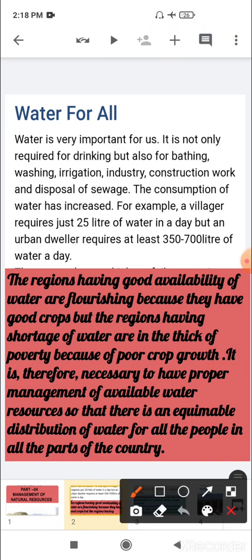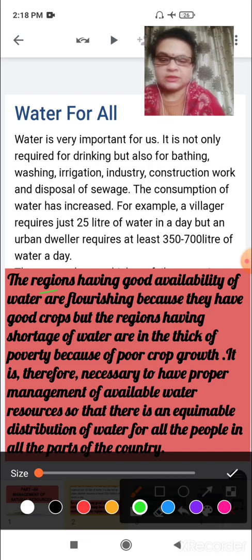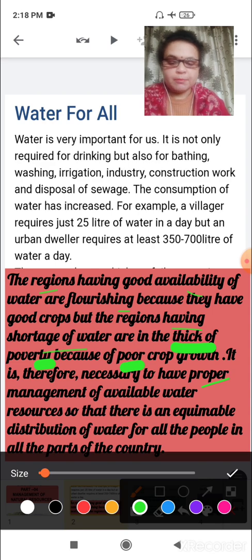So what happens in this case? The regions having good availability of water flourish because they have good crops, but the regions having shortage of water are in the thick of poverty because of poor growth of crops. Management of available water resources is needed so that there is an equitable, equal distribution of water for all the people in all parts of the country. Water, which is a natural resource, should be equally distributed to all areas for various functions. So we will study how the supply and requirement of water are distributed accordingly.